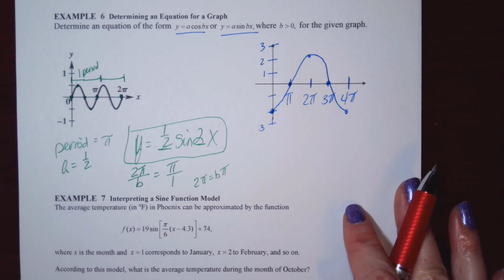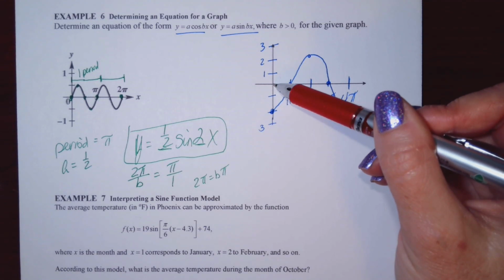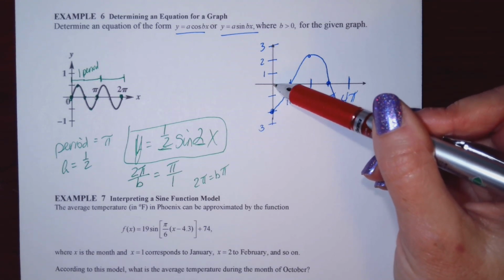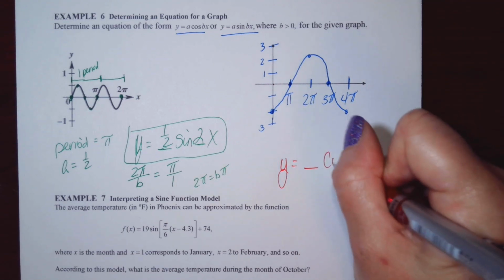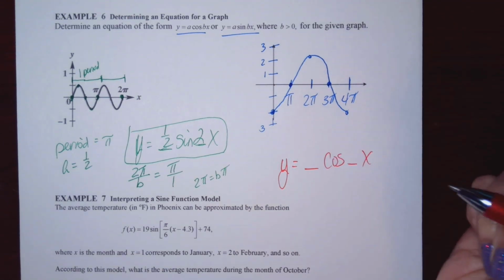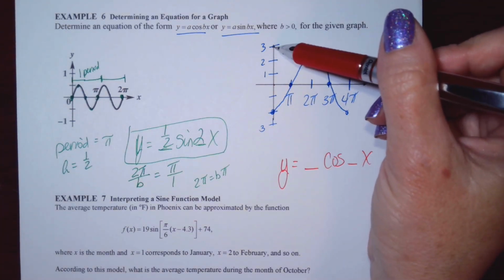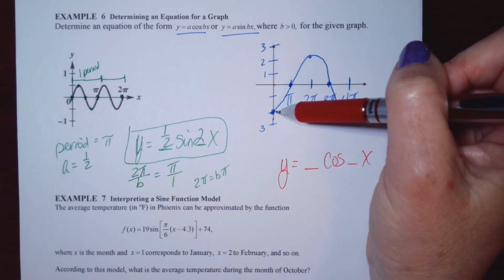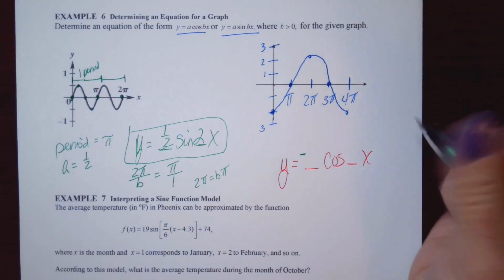Now remember, I could write this in terms of sine or cosine, but I'm going to go with the most basic answer. Since it's not starting at center, it's not going to be sine. As the most basic equation for this graph, it's going to be cosine. So I've got y equals something cosine something x. Well, cosine usually starts at peak. This one started at trough, so it's not positive cosine, it's negative cosine. We've got a negative cosine function.